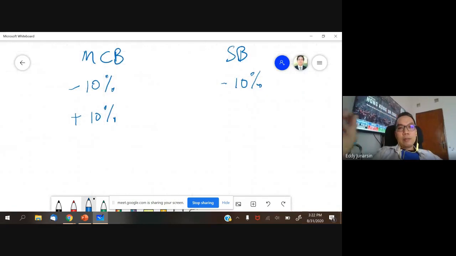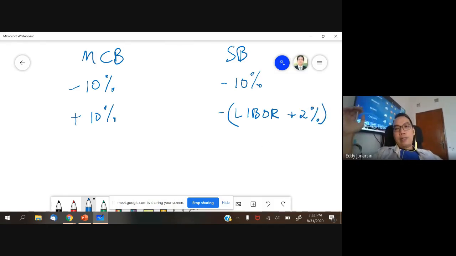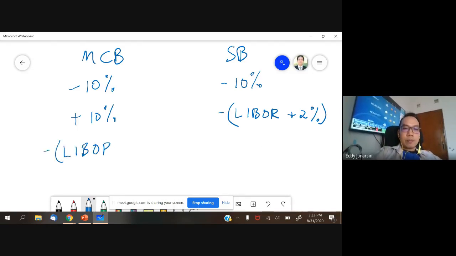On the other hand, again, we saw from the example, the savings bank is currently paying LIBOR plus 2%. And of course, they don't like it. They don't like the variable rate payment because they're making money in the form of fixed rate mortgages, fixed rate interest income. So they don't like this one. So they asked the money center bank to pay for it, and consequently, the savings bank will receive LIBOR plus 2.